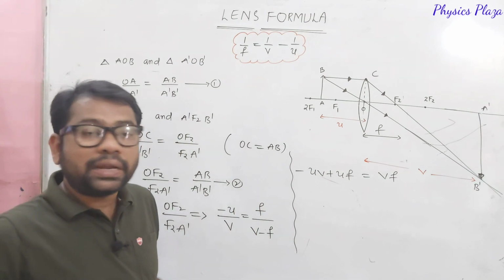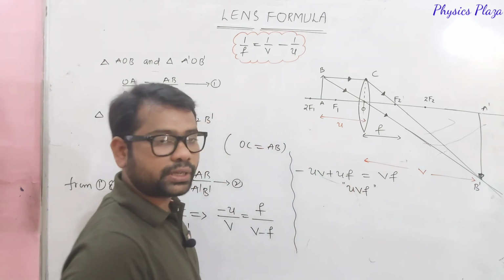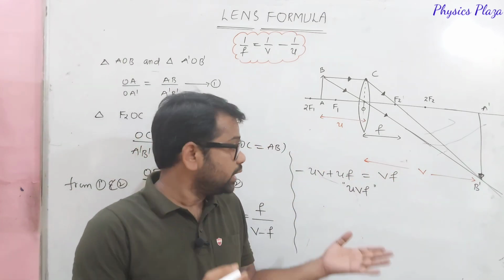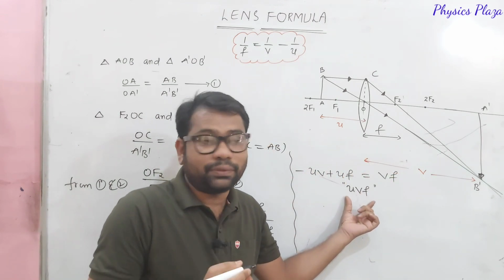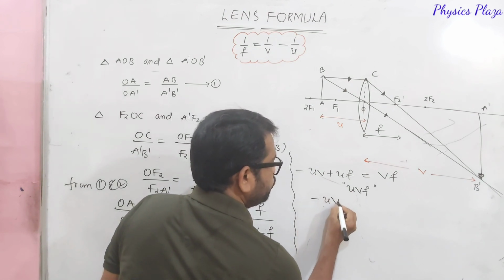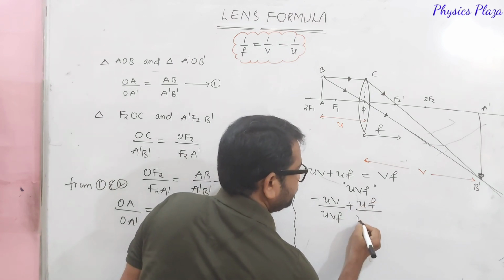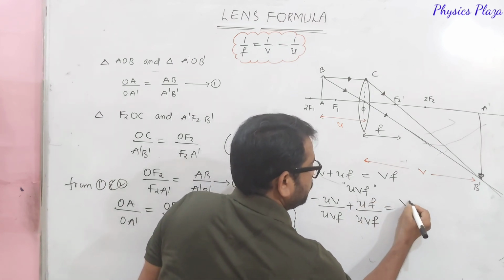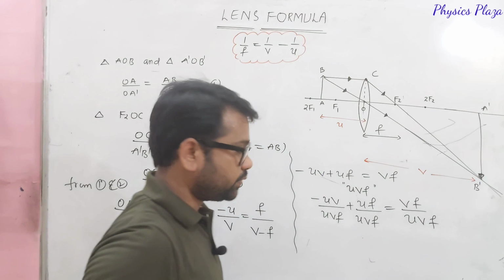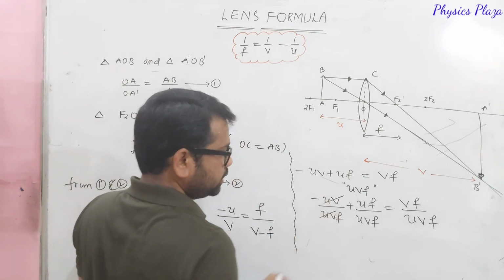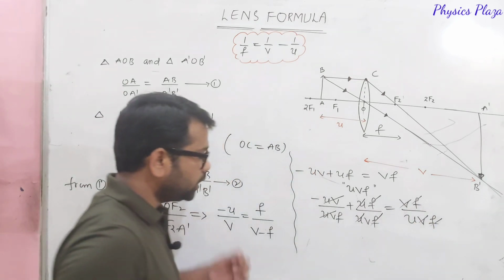Now children, divide both sides with UVF, not multiplication, it is a division. Both sides, LHS and RHS, must be divided. So minus UV by UVF plus UF by UVF is equal to VF by UVF. Look at here, UV cancels, UF cancels, VF cancels. Now what are the remaining terms?